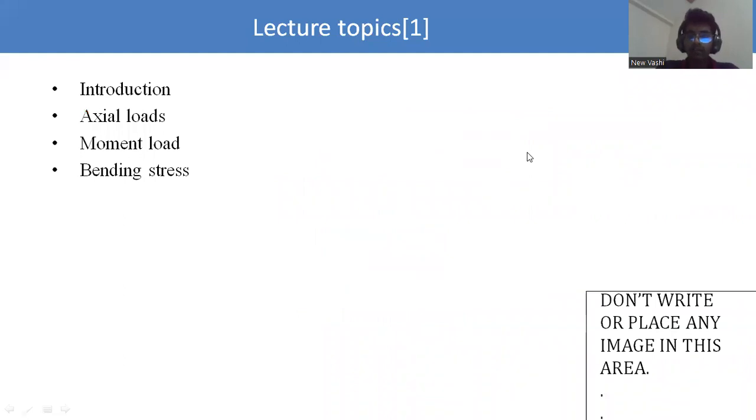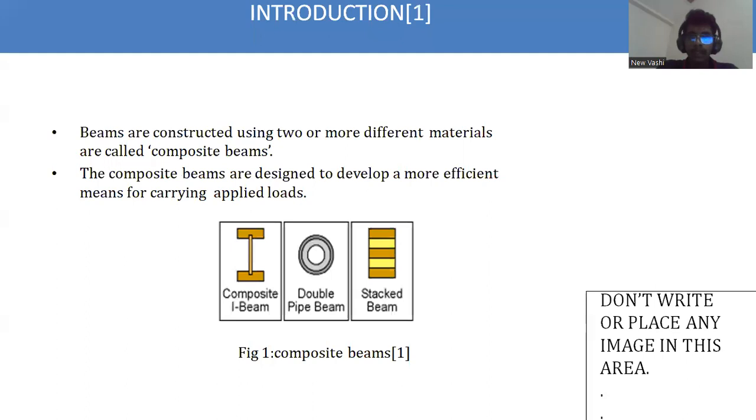So coming to the topics related to composite beams, I have covered introduction, axial loads, moment loads, and bending stress. Starting with the introduction: beams constructed using two or more different materials are called composite beams. A composite is a mixture of two or more different materials. Examples of composite materials are carbon fiber, fiberglass, etc.